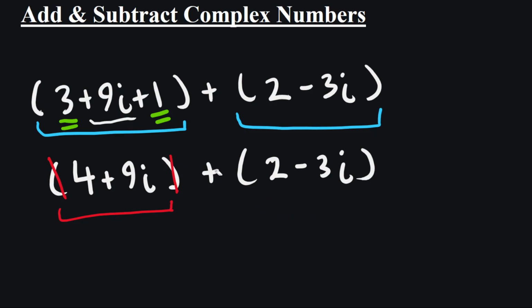And same goes for this one. There are no more like terms within this set of parentheses. Good. And we can see right outside the parentheses there is a positive, a plus. So we don't have to worry about distributing anything. If it were a negative, that would be a different story. But we can go ahead and drop these parentheses down. So let's rewrite this. We have 4 plus 9i plus 2 minus 3i.